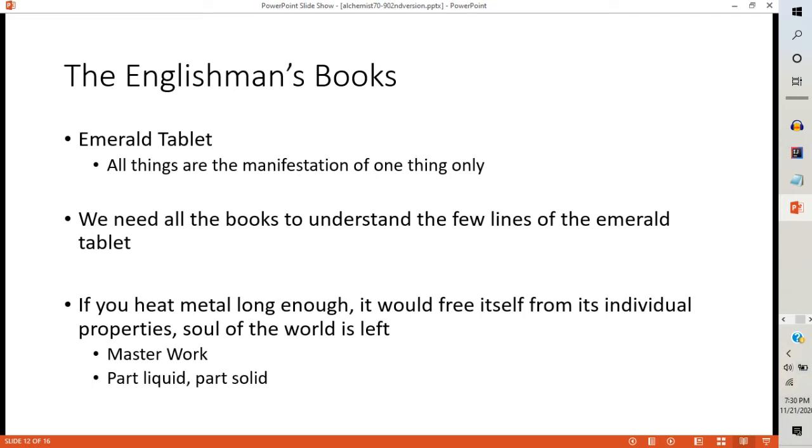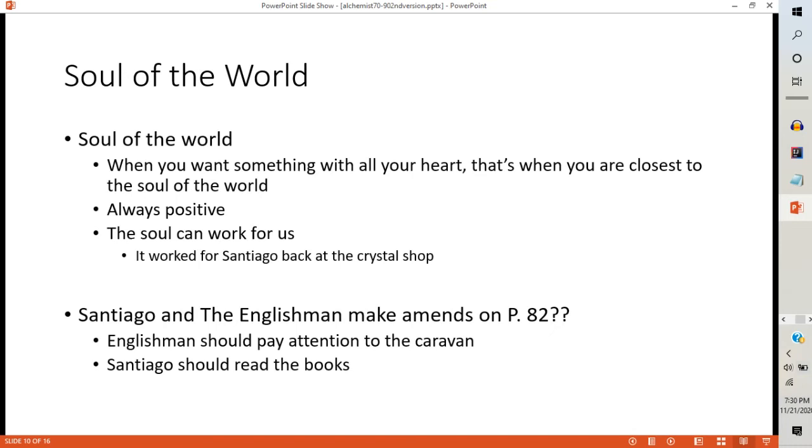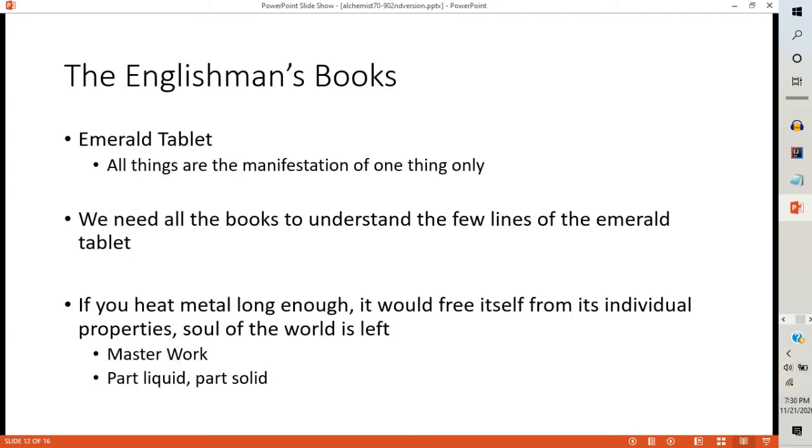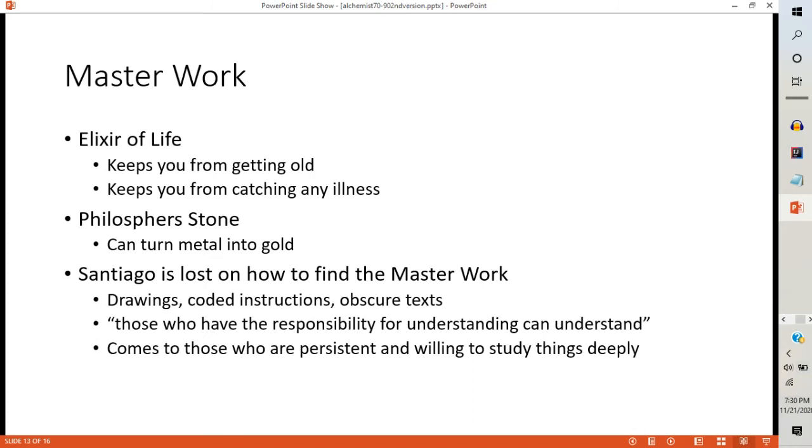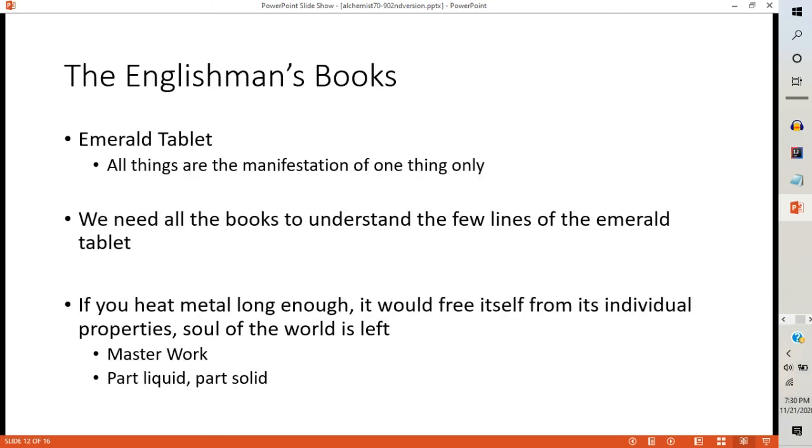So we get a little more description on these alchemists, that they believed that if a metal were heated for many years, it would free itself of all its individual properties. And what was left was the soul of the world. Remember that. The soul of the world. Something positive, something that works for you. When you want something that's close to your heart. Soul of the world. That's what you get when you melt down these metals.